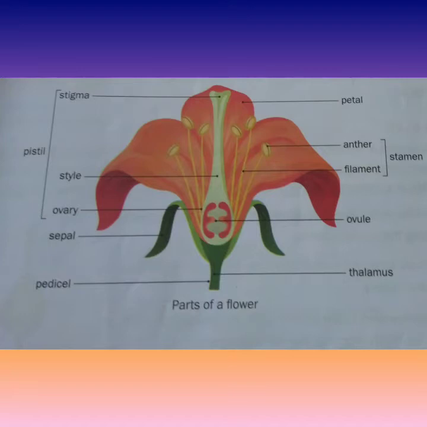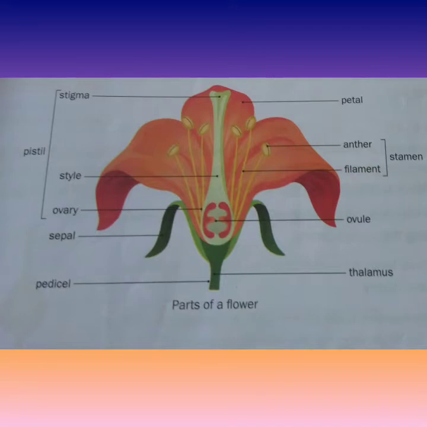Corolla. The second whorl of a flower is called a corolla. It generally consists of a ring of bright colored leaf-like structures called petals. Its function is, since petals are generally brightly colored, they attract insects. That helps in pollination. They may also produce different scents to attract insects towards the flower. Now we will read androecium.